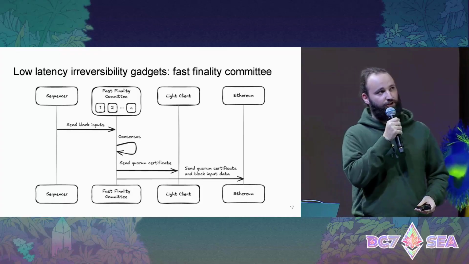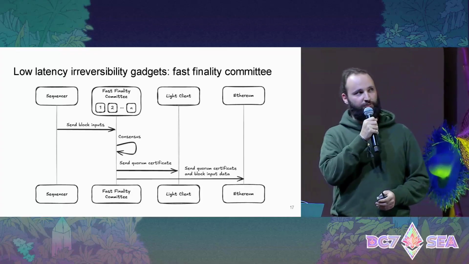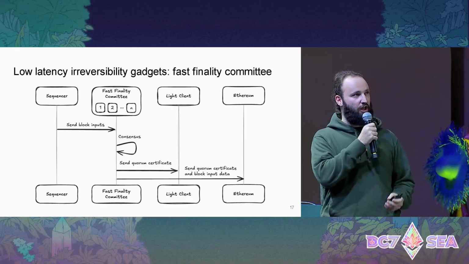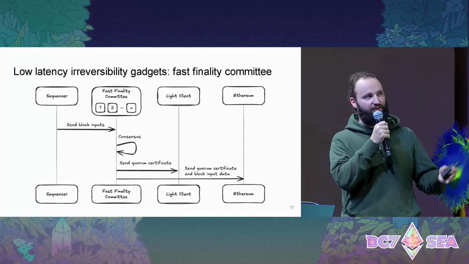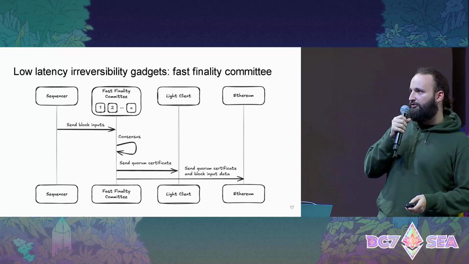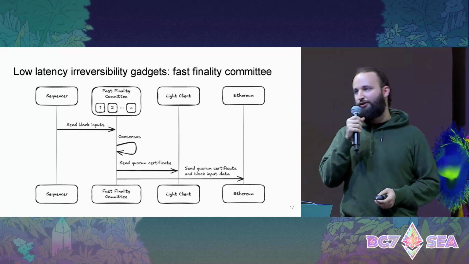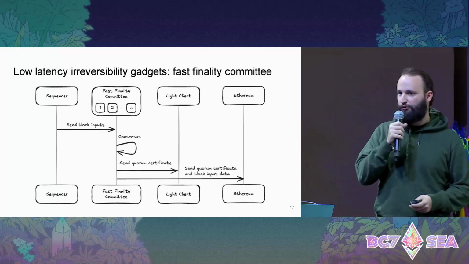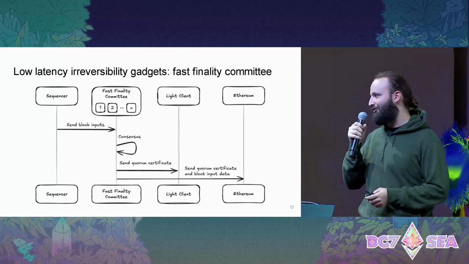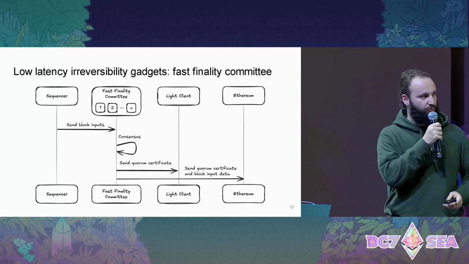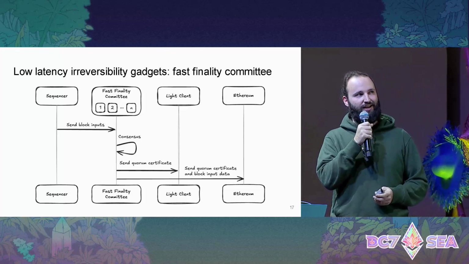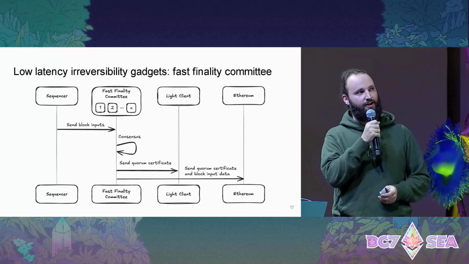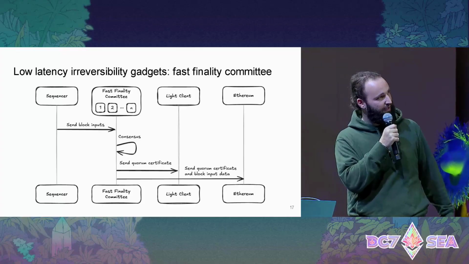So let's go a little bit further and talk about one last irreversibility gadget, which is a fast finality committee. Now in this model, we have the sequencer sending block inputs off to a committee of n nodes. And this committee's job is to agree on what the sequencer said. So it does a little bit of consensus, and it generates something called a quorum certificate, which is essentially a little proof that they did consensus correctly. And then they send a quorum certificate off to the light client. The light client verifies that the fast finality committee really agreed on what the sequencer said. And if it did, the light client accepts the inputs as valid.